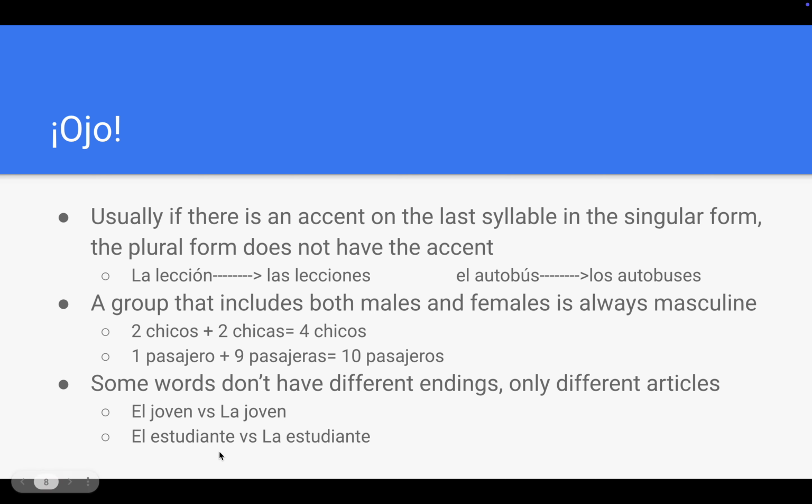Estudiante is another one. Ends in an E, so it's not masculine or feminine. The context will tell you, and so it could be either one. El estudiante is the male student, and la estudiante is a female student.